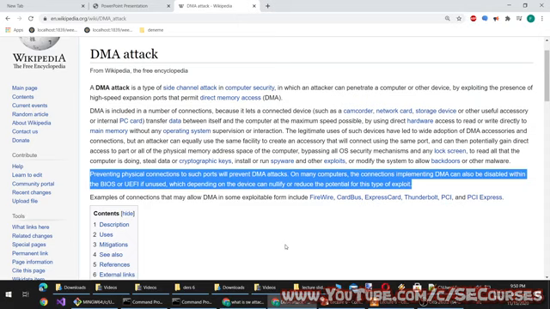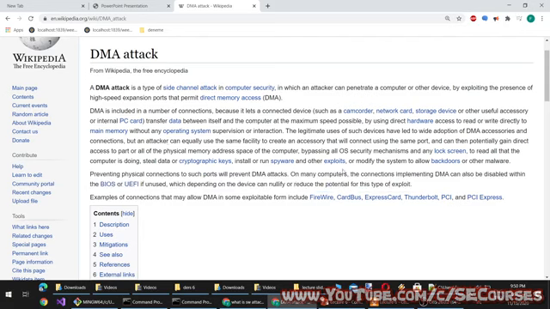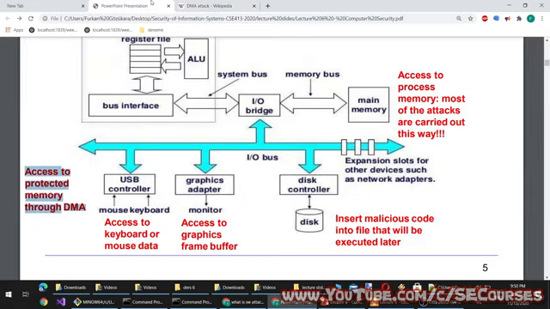Preventing physical connections to such ports will prevent DMA attacks. On many computers, the connections implementing DMA can also be disabled within the BIOS or UEFI if unused, which depending on the device can nullify or reduce the potential for this type of exploit. Okay, so this type of exploit is extremely hard. Why? Because it requires physical connections. Okay, and if you have physical access to a computer, you can already do many other things as well.